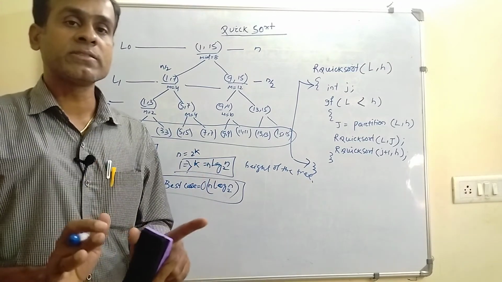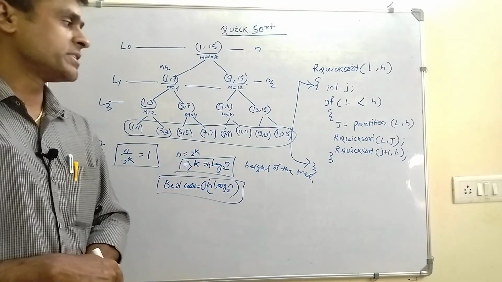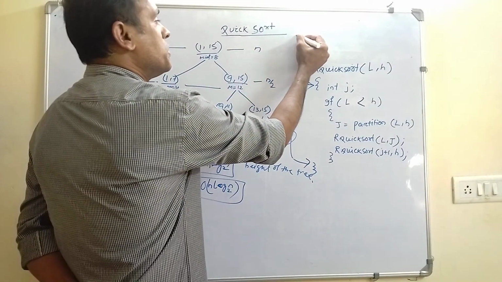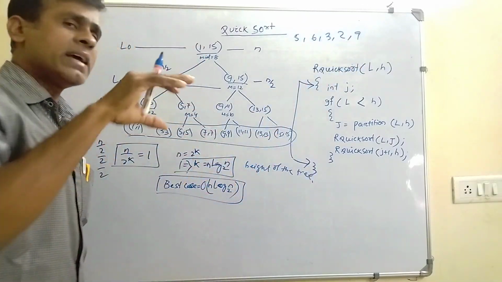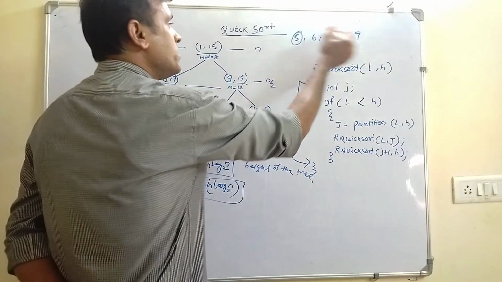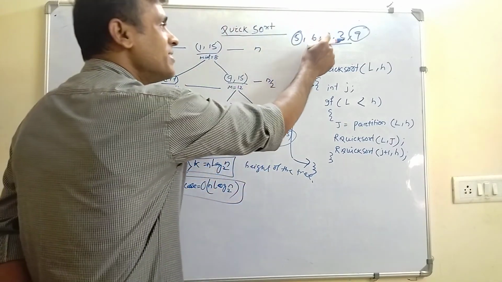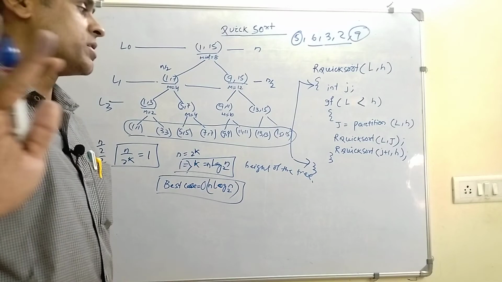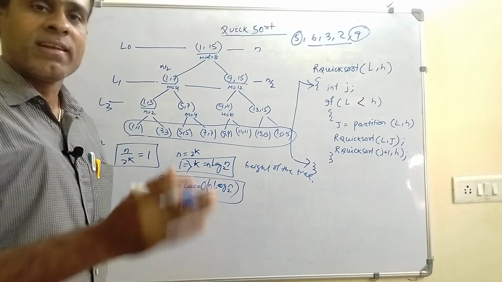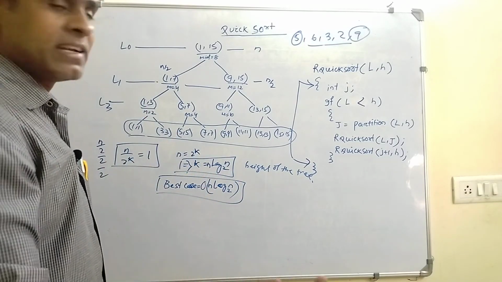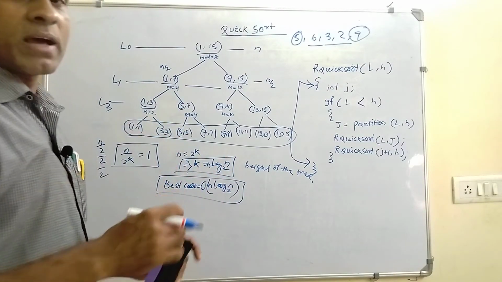Now imagine that the best case for quick sort is very difficult to achieve. Suppose our elements are 5, 6, 3, 2, 9. We may choose this pivot or this one, or choose it randomly. How could we assume that our pivot element will exactly divide the array into two parts? That is not at all possible. So in case of quick sort, the best case is most probably not possible. Randomly we may get the choice, but achieving the best case is not possible. This is one point you should remember.